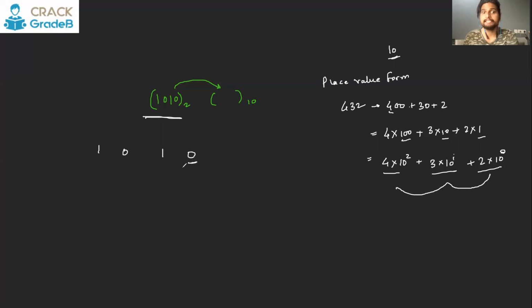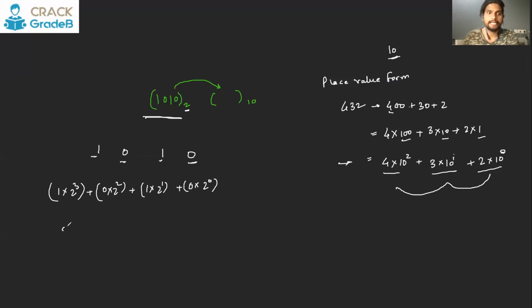We have to multiply this with increasing power, but because the base is 2, we'll multiply with increasing powers of 2. So multiply here with 2 raised to the power 0. This one, we multiply with 2 raised to the power 1. This 0, you multiply with 2 raised to the power 2. And this one, you multiply with 2 raised to the power 3. And then you add that all, like we did it here.